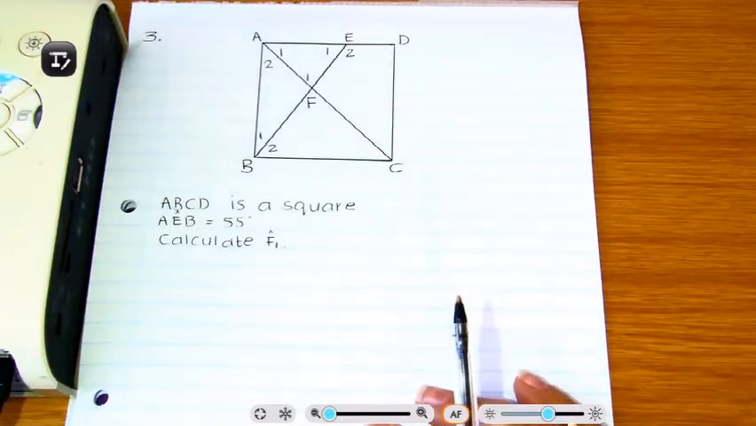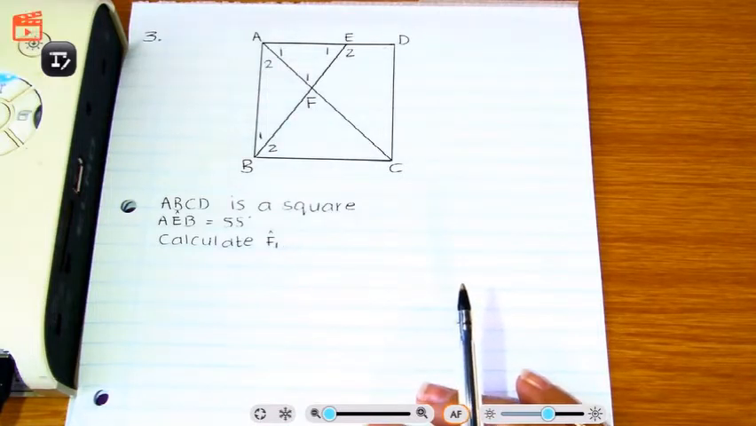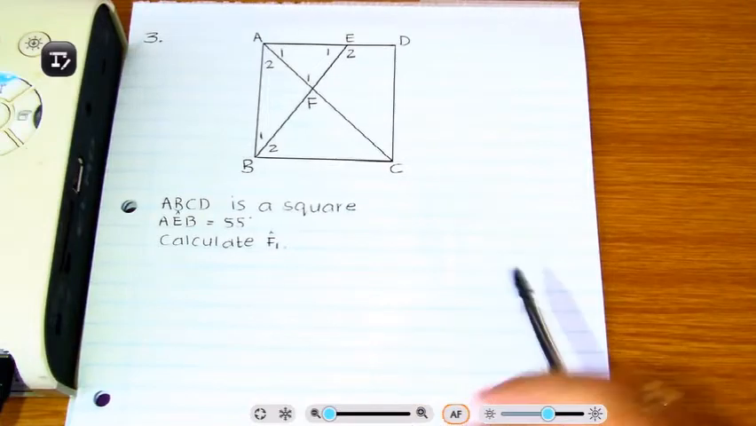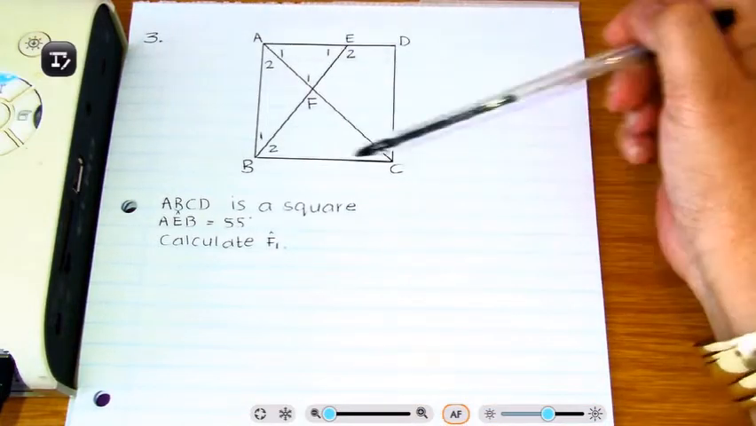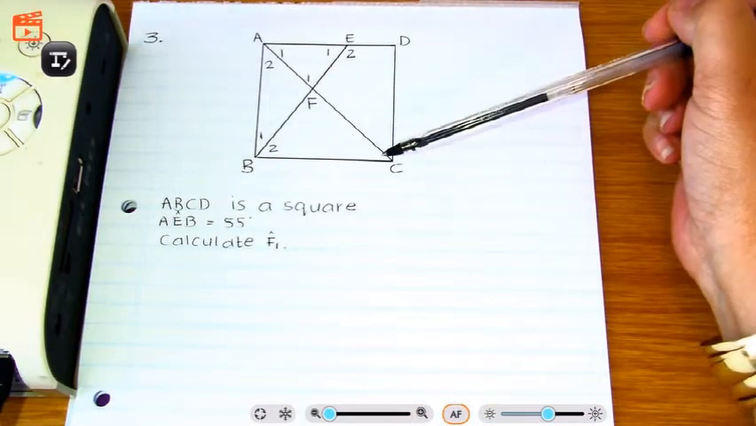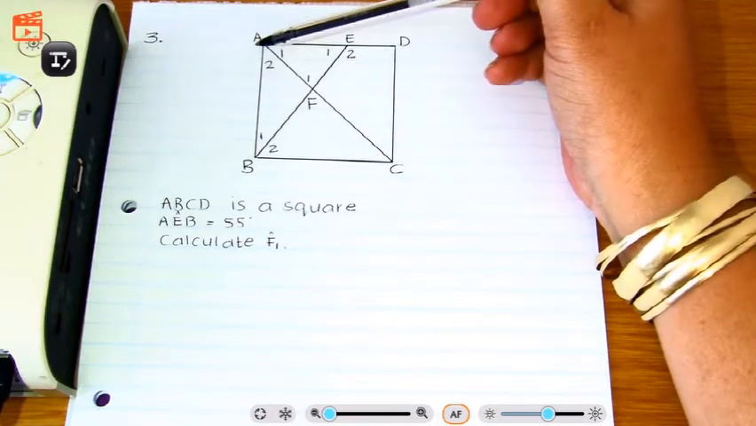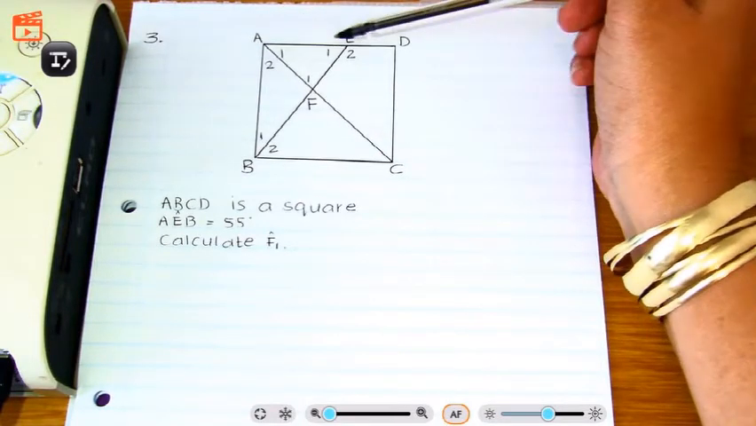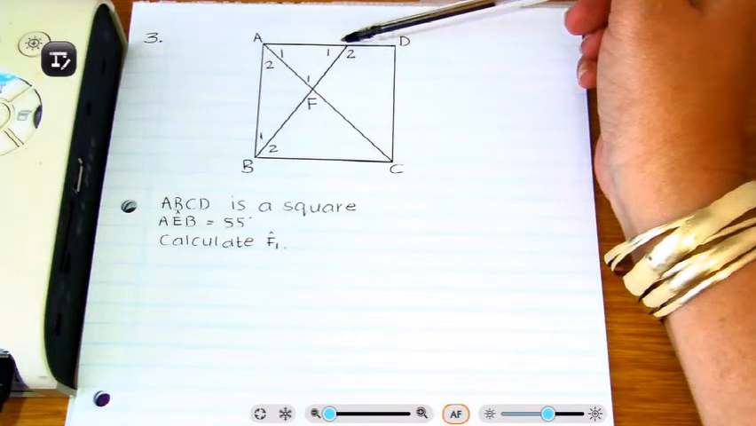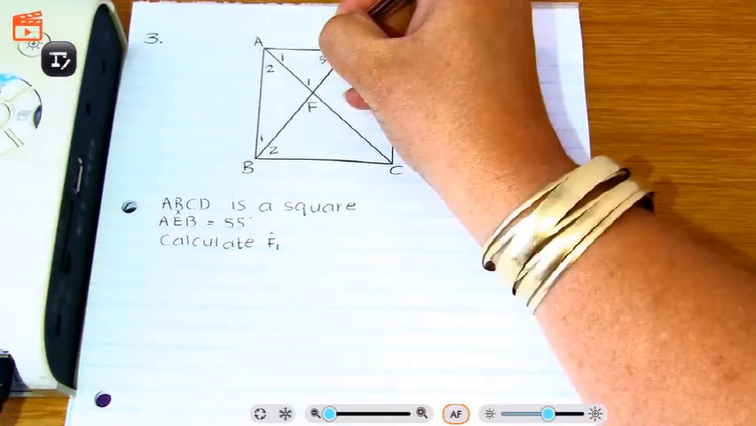Alright, grade 10. So the first example I'm going to do with you is in your textbook, page 197, and I'm doing question 3. So if you have a look here, they've told you that ABCD is a square. They've told you that angle AEB, so this angle here, is 55 degrees. So I'm going to fill that in, 55 degrees. And then they've asked you to calculate angle F1, which is that one.